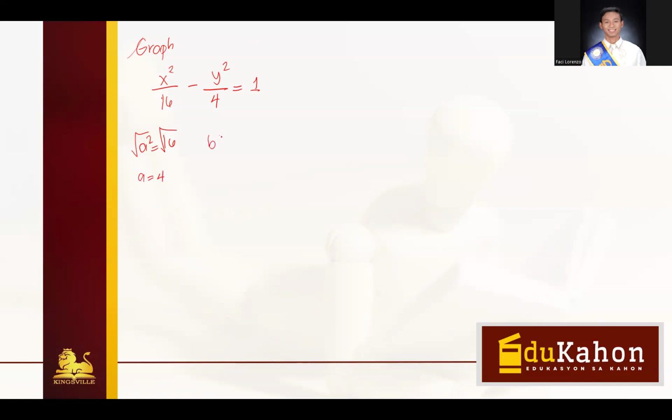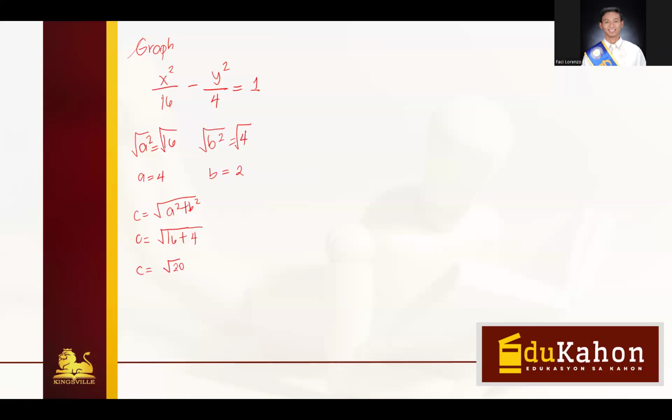And we know that b squared is equal to 4. And if we try to get the principal square root of b squared, we have the square root of 4, where b is equal to positive 2. And we know that the value of your c is equal to the square root of a squared plus b squared. It is different from the value of your c on your ellipse. So we have c is equal to the square root of 16 plus 4, that is 20. So c is the square root of 20.